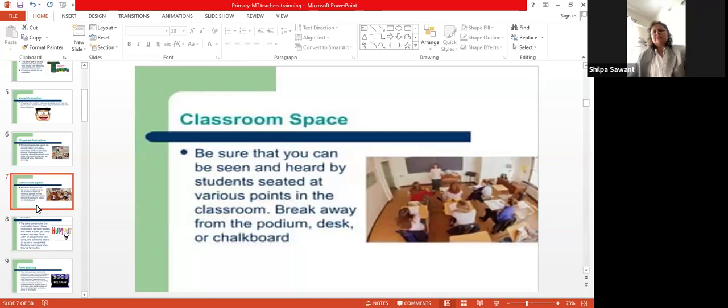Use the classroom space. When we talk about a concert or something, we always tell the dancers to use the entire stage. Same with the children, with the teacher. The teacher has to use the entire classroom so that the students feel more and more interested, and they really like it, because I myself have tried it.